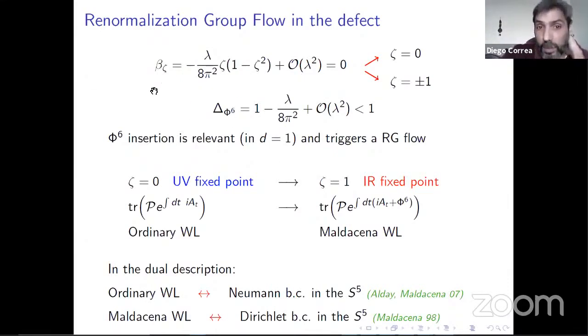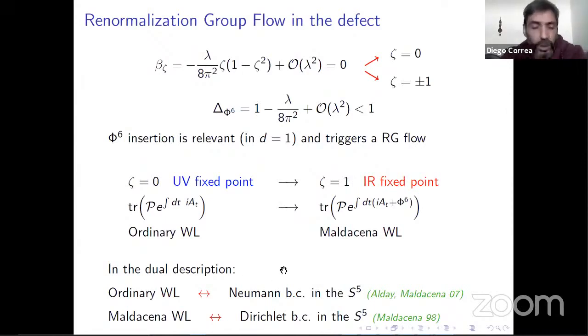And okay, there is a renormalization group flow in this theory. By inspecting this beta function, we see that there are a few fixed points we can consider. For instance, the value zeta equal to 0 is the UV fixed point that corresponds to the ordinary Wilson loop. But at that point, if you consider this insertion of phi 6, as I mentioned, its dimension is a little bit below 1, so it's an irrelevant deformation of this conformal point. So it triggers a renormalization group flow that takes you all the way to this other fixed point, zeta equal to plus or minus 1, which is an infrared fixed point where you have the supersymmetric Maldacena-Wilson line.